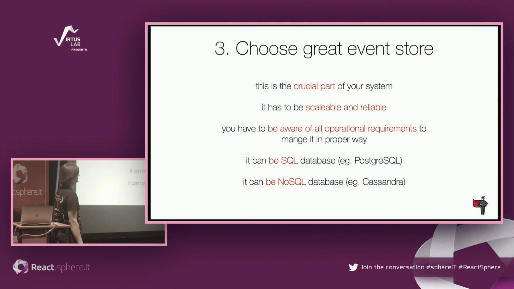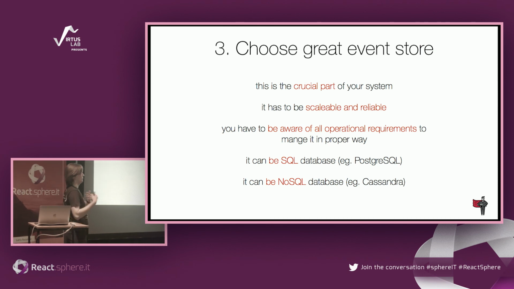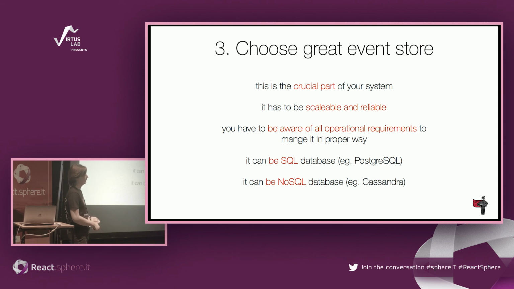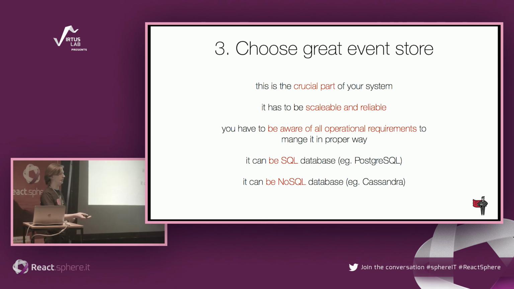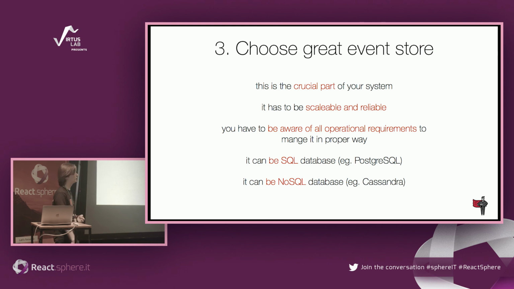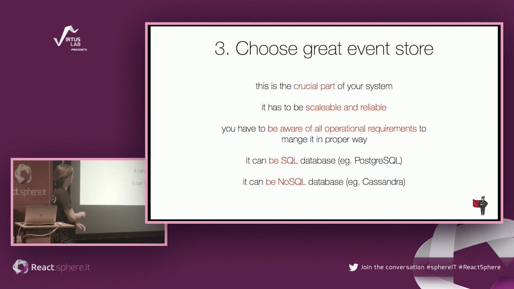Choose a great event store. So when you are designing this kind of system, you need to choose the event store which fits your needs, because it's a crucial part of this. It should be scalable and reliable, and the most important fact is that you should have resources to be aware of and to maintain this event store, because you can easily take any database you want to, but you also need to be aware of how to manage it and do the DevOps over it. So as regards the event store for this event sourcing approach, it can be, for example, SQL databases, Postgres. It can be a NoSQL database. It can be Cassandra. You can choose any type of this.